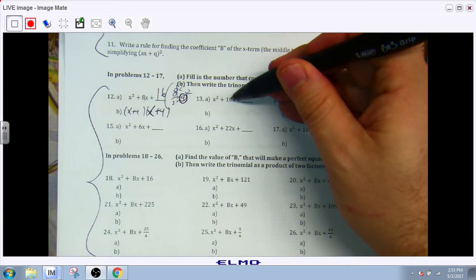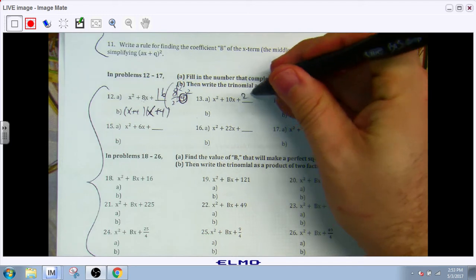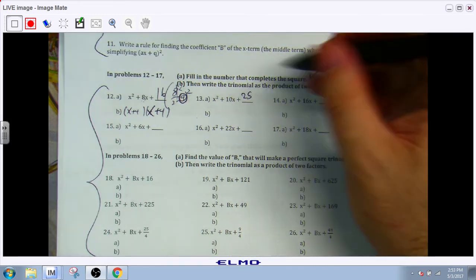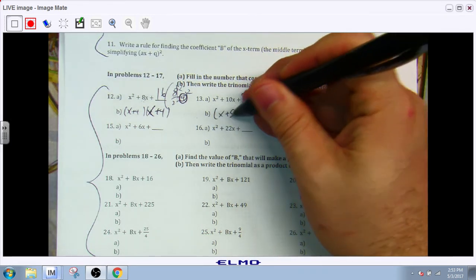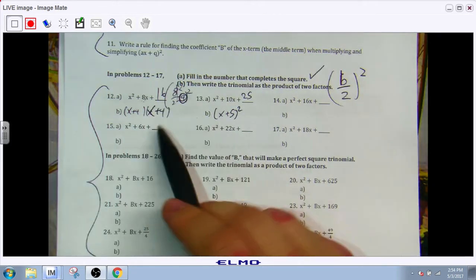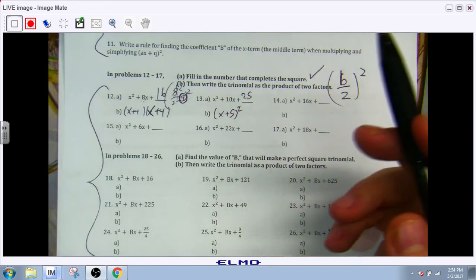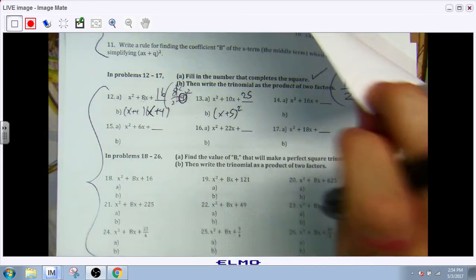Complete the square. b divided by 2, 5, squared, 25. So this would be x plus 5 squared. Either way you want to write it is fine with me. If you want to do the times this, or just write it as this square, that works. Now let's look at these next problems.